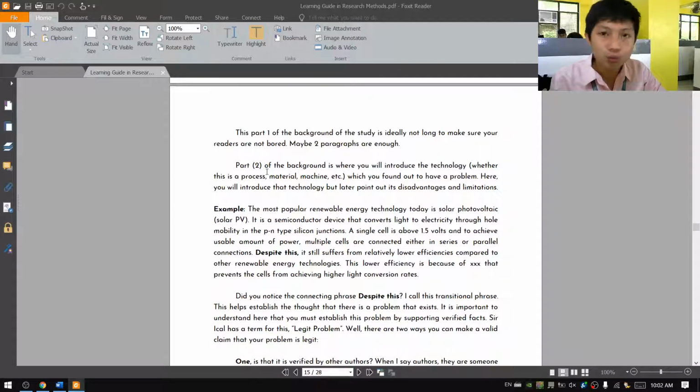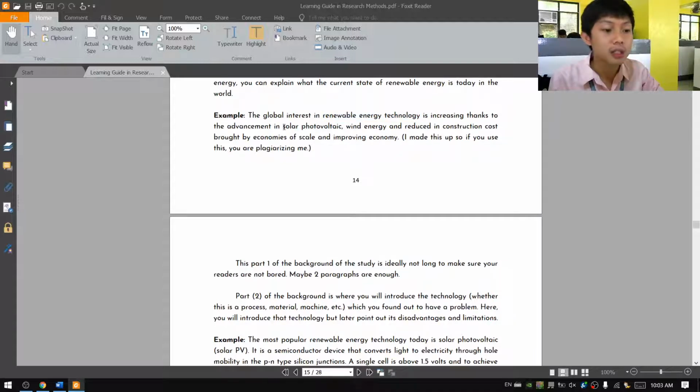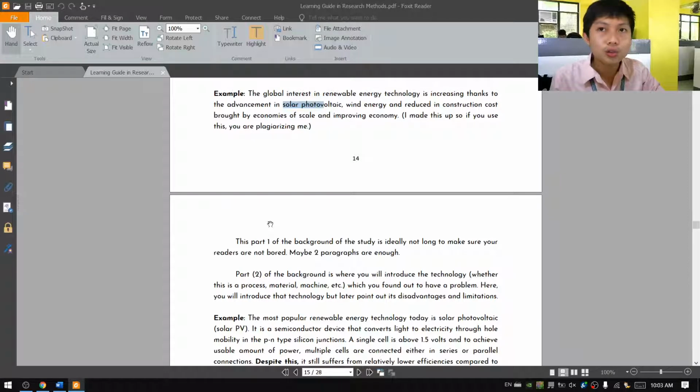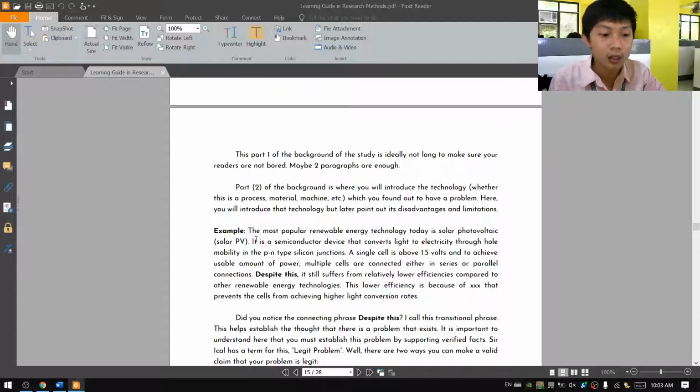Okay, so part 2. You will introduce the technology used. This is the topic, renewable energy technology, and I gave examples like solar, wind, and solar and wind. So you will introduce a technology that is currently being used. For example, a technology that is very widely used is solar photovoltaic, or solar PV. So I gave a description here.